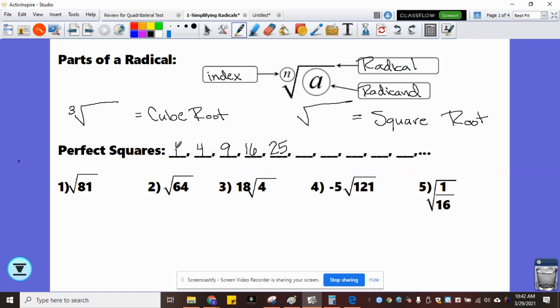So to find your perfect squares, like from your warm-up, you do 1 squared, you get 1. 2 squared, 2 times 2 is 4. 3 squared is 3 times 3 is 9. 4 squared, 16. 5 squared, 25. 6 squared, 36. 7 squared, 49. 8 squared, 64. 9 squared, 81. And 10 squared is 100. And then using these numbers, you have to know these numbers at least. We can do some examples.